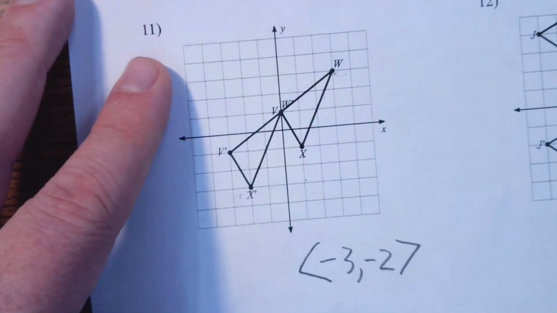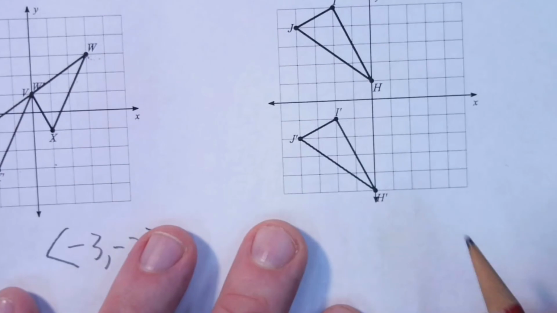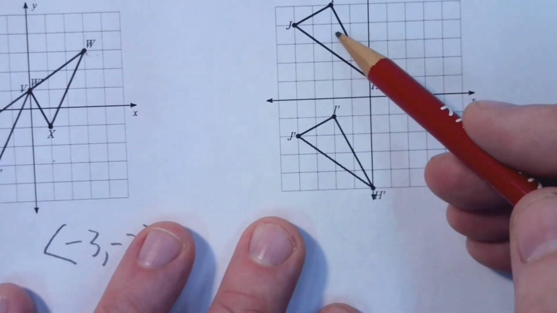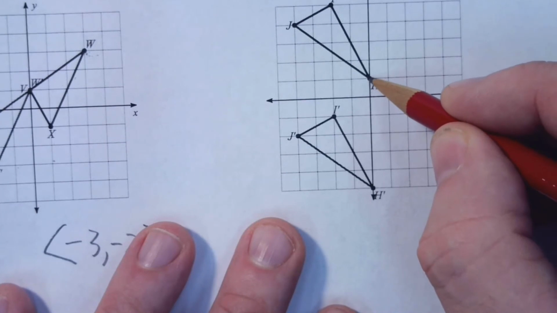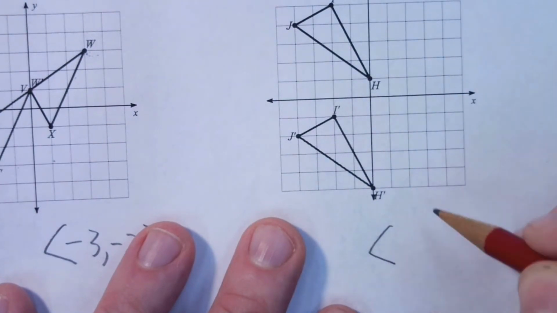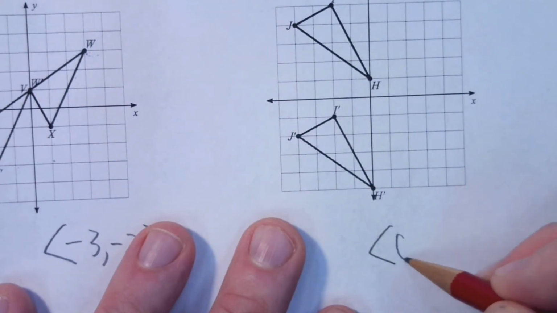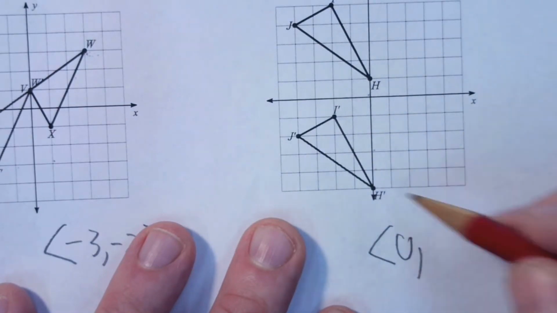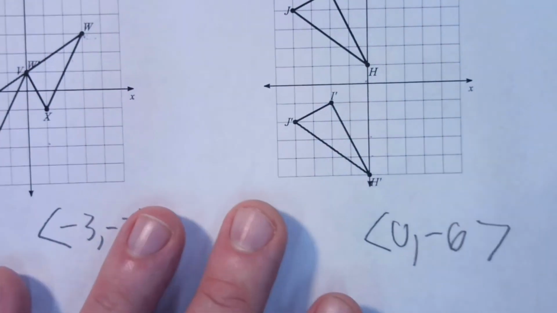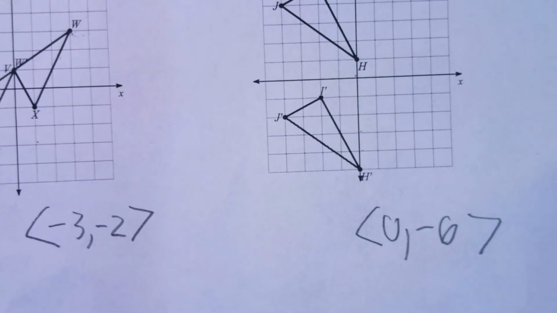Does that make sense? And last but not least, this is also translation because it looks like the same shape. We just scooted it down, right? Okay, did we scoot it left or right? Down, how many? 1, 2, 3, 4, 5, and 6. All right, I'm going to show you the actual answers.